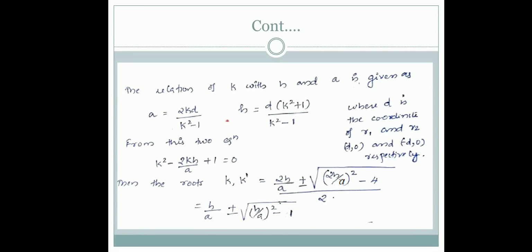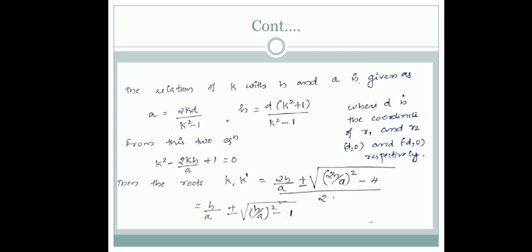So the relation of k with h and a is given as a equal to 2kd by k square minus 1, and h is equal to d into k square plus 1 divided by k square minus 1, where d is the coordinate of R1 and R2, that is (d, 0) and (minus d, 0) respectively. So d represents the coordinate of R1 and R2. Using these two equations, we are finding a quadratic equation. For that we are finding the d value from the first equation, that is a equal to 2kd by k square minus 1.